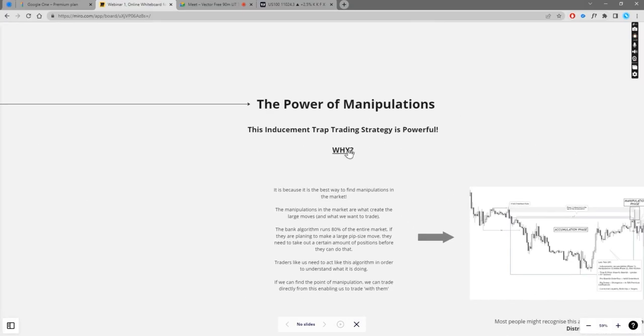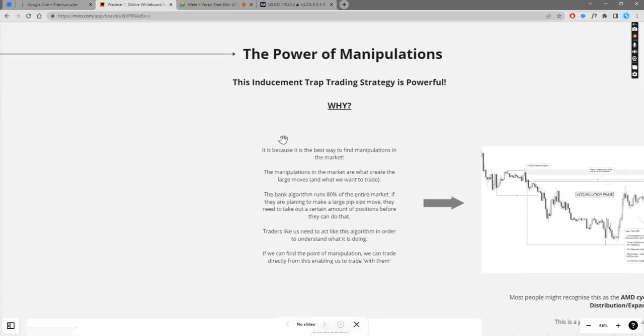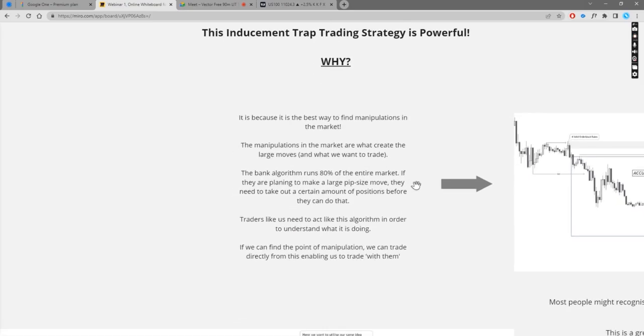So the power of manipulations, okay? So why is this strategy actually so powerful? It's because it's the best way to find manipulations in the market. That's through inducement. The manipulations in the market are what create the large moves. So as soon as we take our liquidity, you can think of it as like fuel in the market, okay? The bank algorithm runs 80% of the entire market.